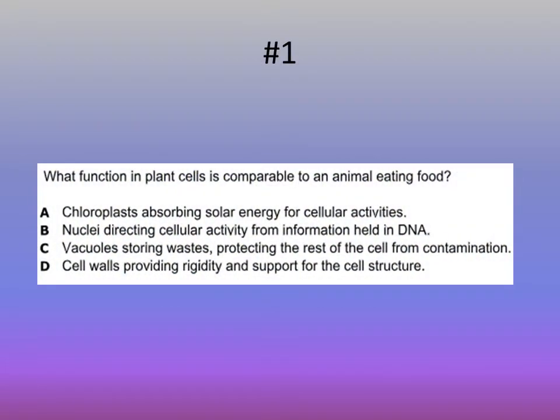Number 1. What function in plant cells is comparable to an animal eating food? A. Chloroplasts absorbing solar energy for cellular activities. B. Nuclei directing cellular activity from information held in DNA. C. Vacuoles storing wastes, protecting the rest of the cell from contamination. D. Cell walls providing rigidity and support for the cell structure.